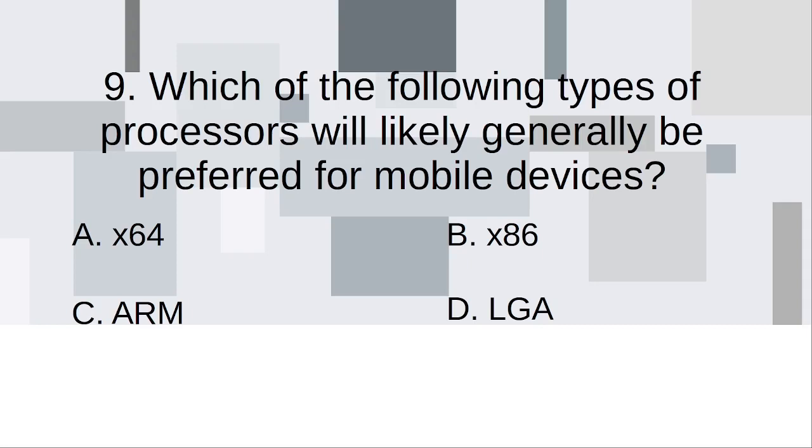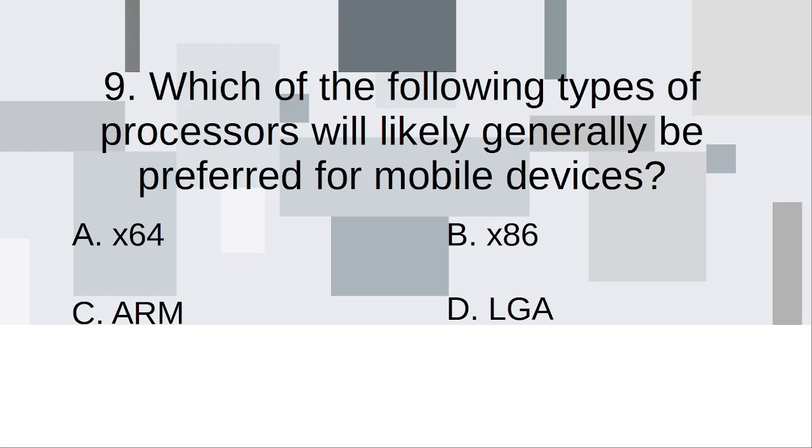9. Which of the following types of processors will likely generally be preferred for mobile devices? Mobile devices only. This is question 9. You have A, x64, B, x86, C, ARM, D, LGA. Remember the question that it says that is preferred for mobile devices.